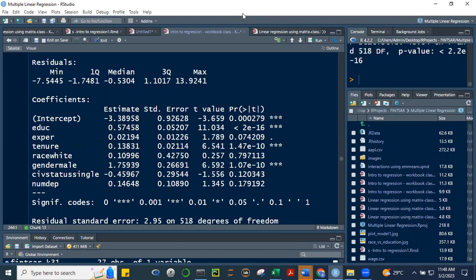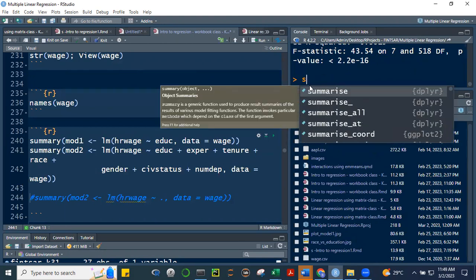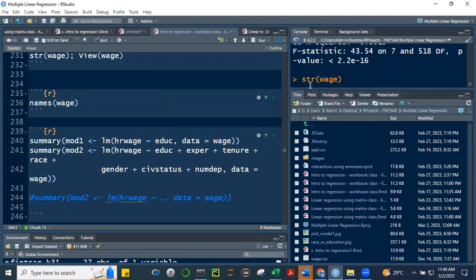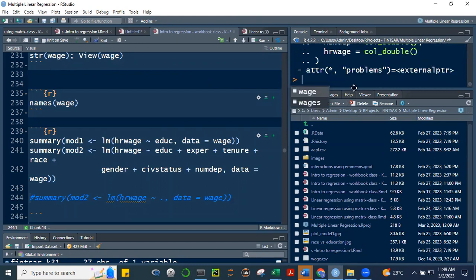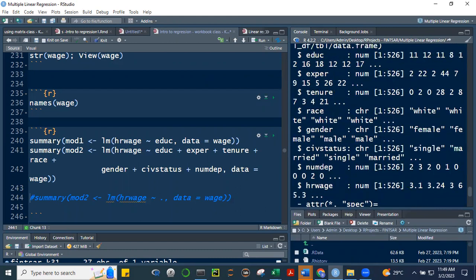Kunyari, ito si race, dalawa siya. White at saka si non-white. Ilang dummy variables yun? Okay, let me repeat my question. Si race, class. Saan na si wage natin? Flash ko muna si wage. O, dito. Summary. Structure muna. Convert na ba natin si wage? Alright. Character po si race.